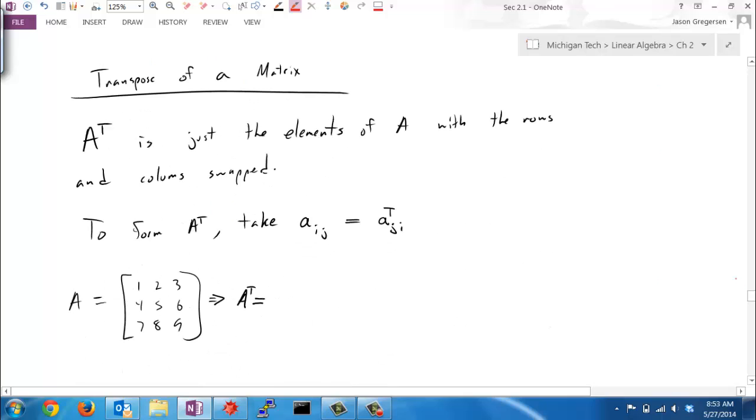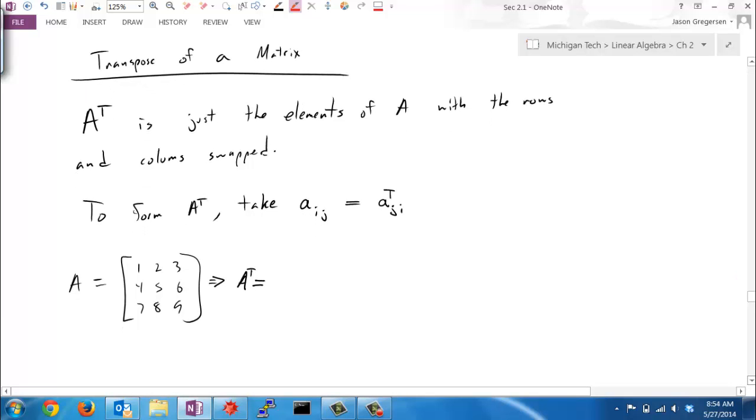And we have another definition here, the transpose of a matrix. The transpose is just the elements of A with the rows and columns swapped. Right, we're tipping it on its side. All right, so there's our fancy kind of definition in terms of the little subscript things. But really, to see what it is, we have to just write it out once. So here's my matrix A, and now I want to write out what A transpose is.